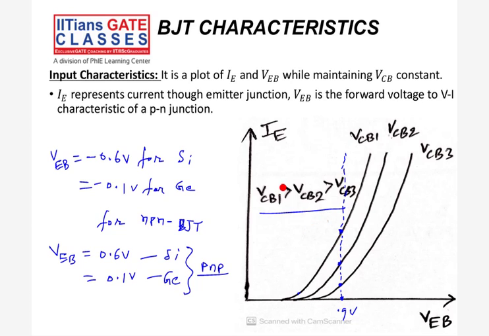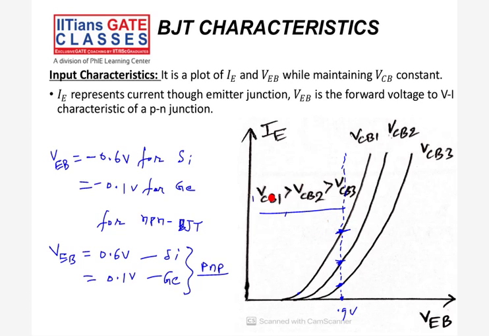So higher value of VCB, higher value of current will come. That is the main concept. Here, what effect is coming into the picture? Early effect, we can say. This current, and this current. So these are the 3 currents for a constant value of VEB. I have 3 currents because of the early effect.